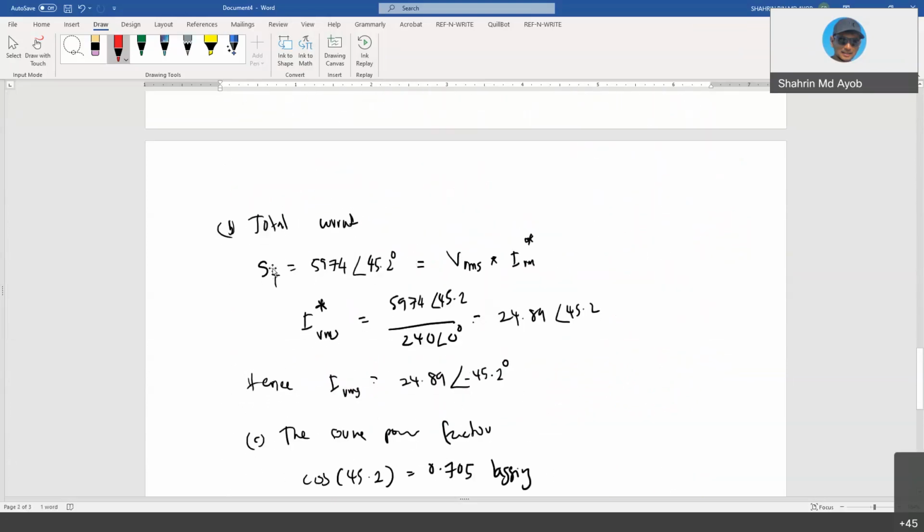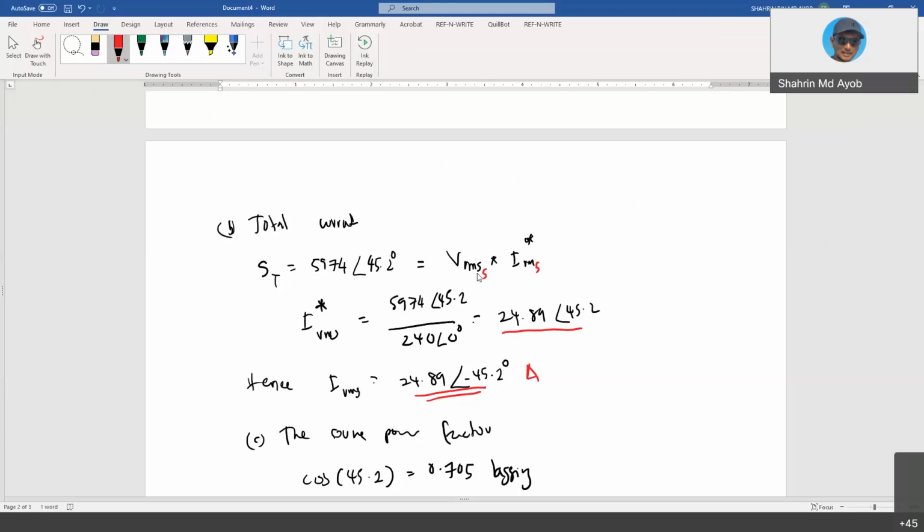So the total complex power supplied by the source is 5974 ∠45.2, which equals VRMS of the source multiplied by the IRMS of the source conjugate. So we do this. My current conjugate is 24.89 ∠45.2, and then we remove the conjugate. So this is your final answer: 24.89 ∠-45.2 degrees amperes.